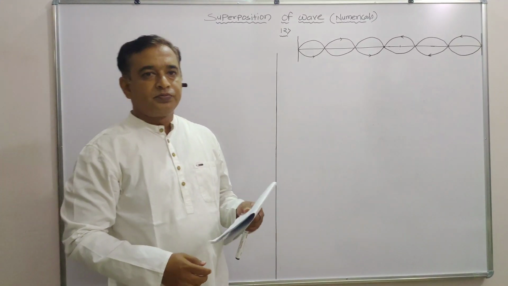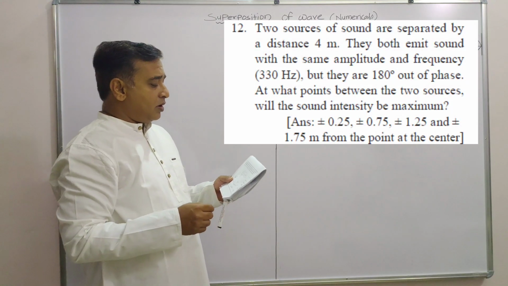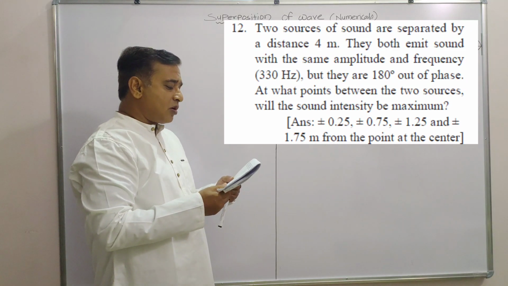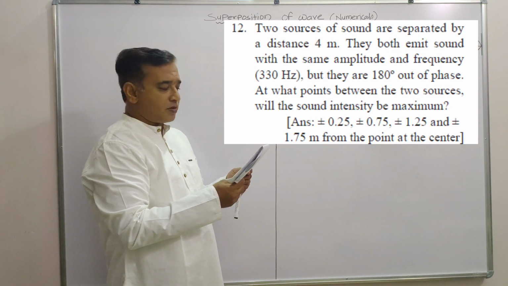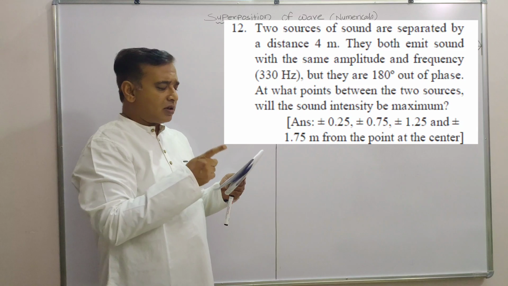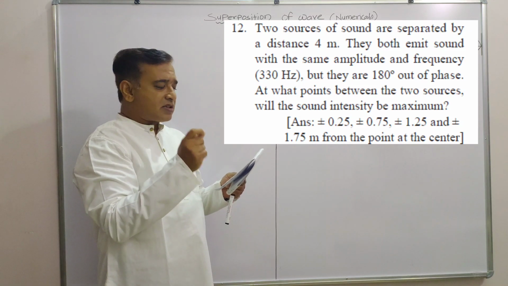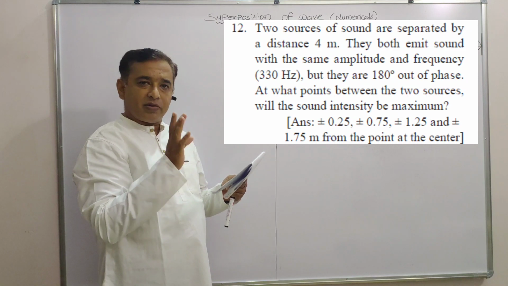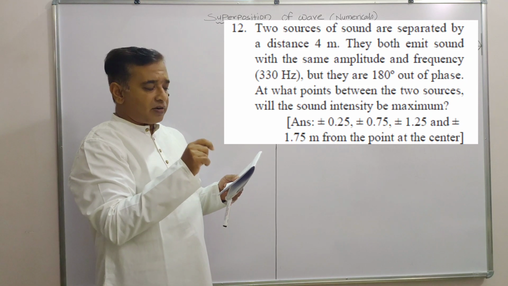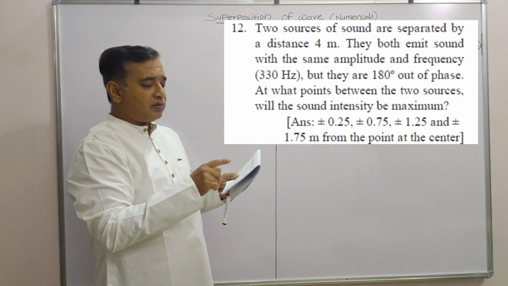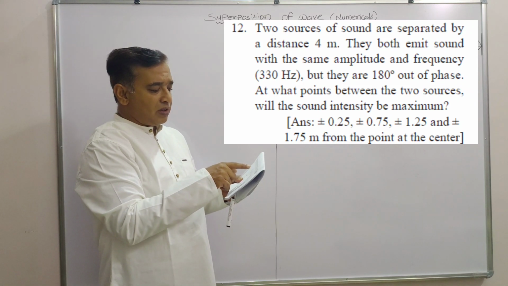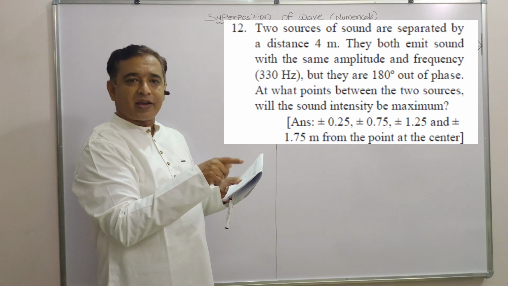Now we have the 12th problem. Let us see the problem first. Problem number 12: two sources of sound are separated by a distance of 4 meters. They both emit a sound of the same amplitude and frequency, the frequency given as 330 hertz, but they are 180 degree out of phase. At what point between the two sources will the sound intensity be maximum?